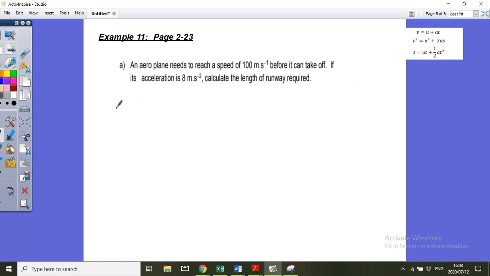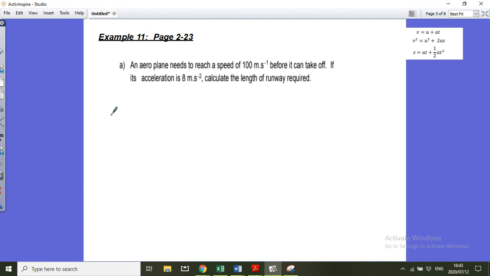I hope so. So again, you read your question first. An aeroplane needs to reach a speed of 100 meters per second before it can take off. If its acceleration is 8 meters per second squared, calculate the length of the runway. So I am going to just use my UVAST again. Like I said, you can use anything you want. If an aeroplane starts, you must also read into the question. It's going to start from 0. They didn't tell you that explicitly, but if an aeroplane takes off, it is going to start at 0. And they tell us that it needs to reach a velocity of 100 meters per second.